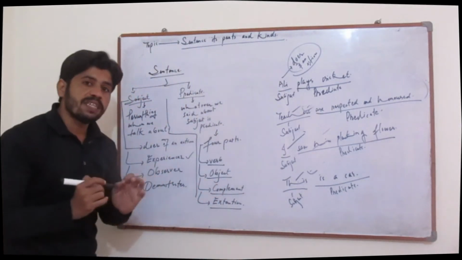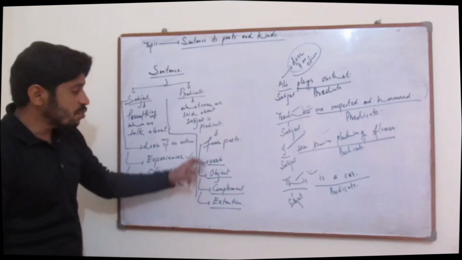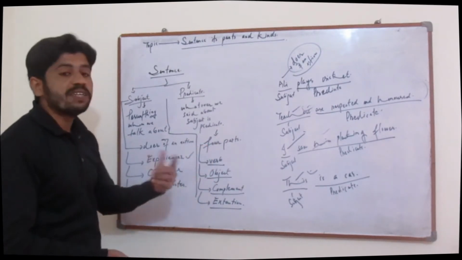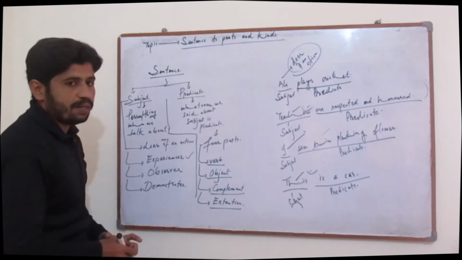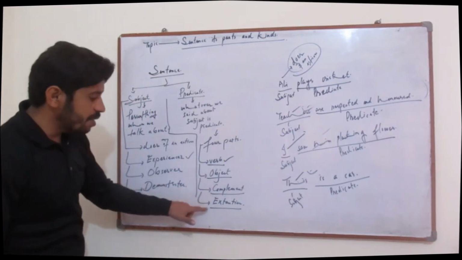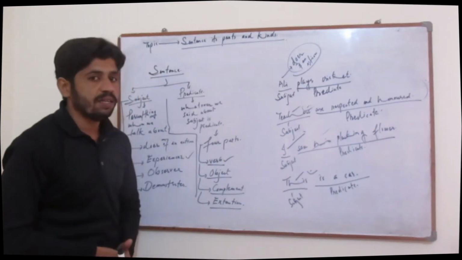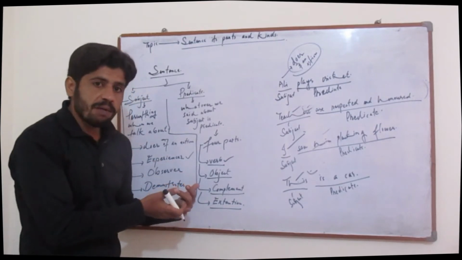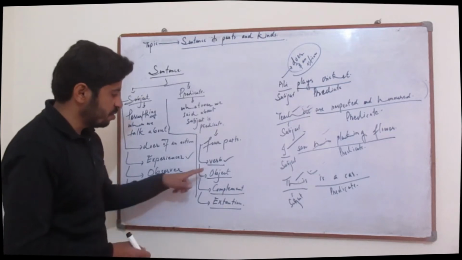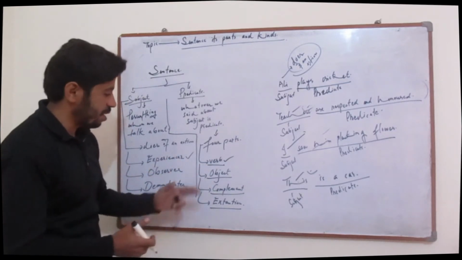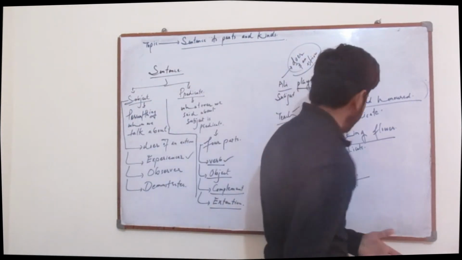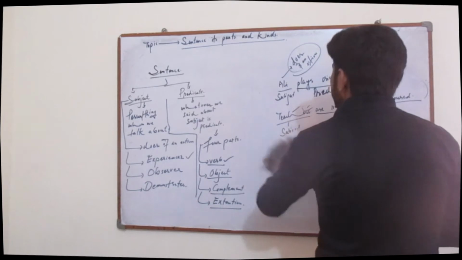Now one thing needs to be kept in mind, that it's not compulsory that all these parts of the predicate should come in one sentence. The compulsory part is verb. Object, complement, extension, they are conditional, they are optional. There are many sentences which we can speak or write without these parts. So they can come and they cannot come as well.